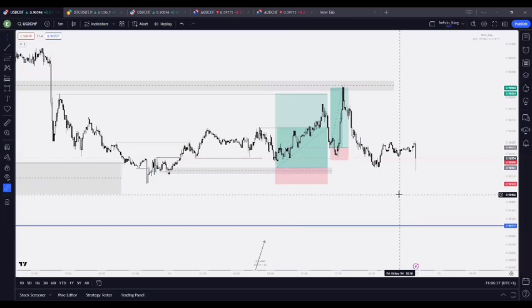And since I scalp, I use lower time frames, so I get more trades often. So this is just it. This is what I do.